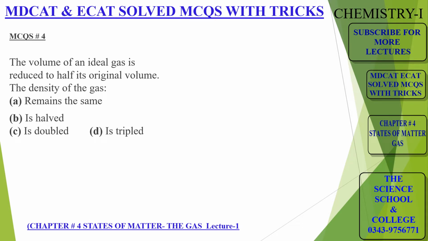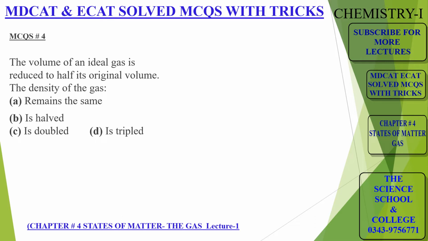MCQ number 4: the volume of an ideal gas is reduced to half its original volume. The density of the gas: option A remains the same. Option B is halved. Option C is doubled, and option D is tripled.